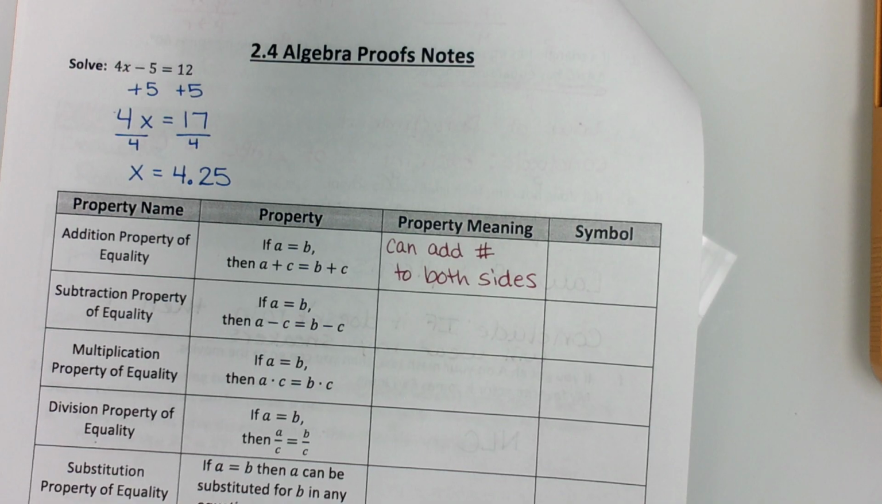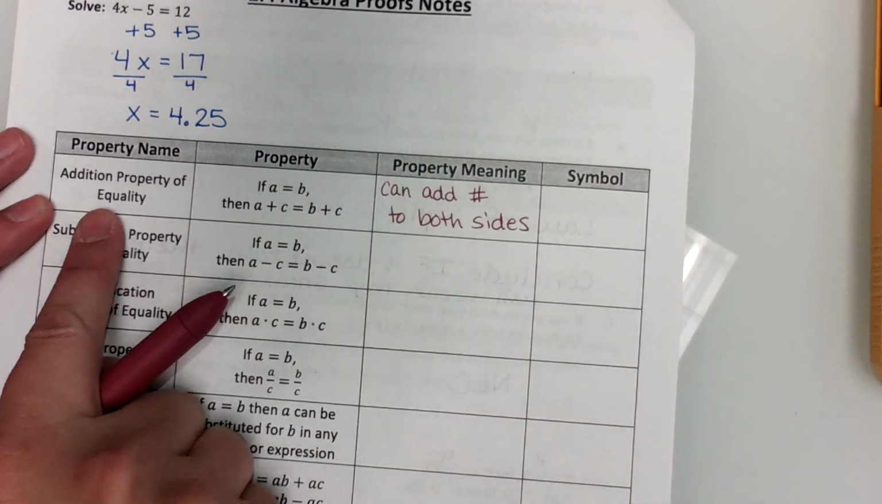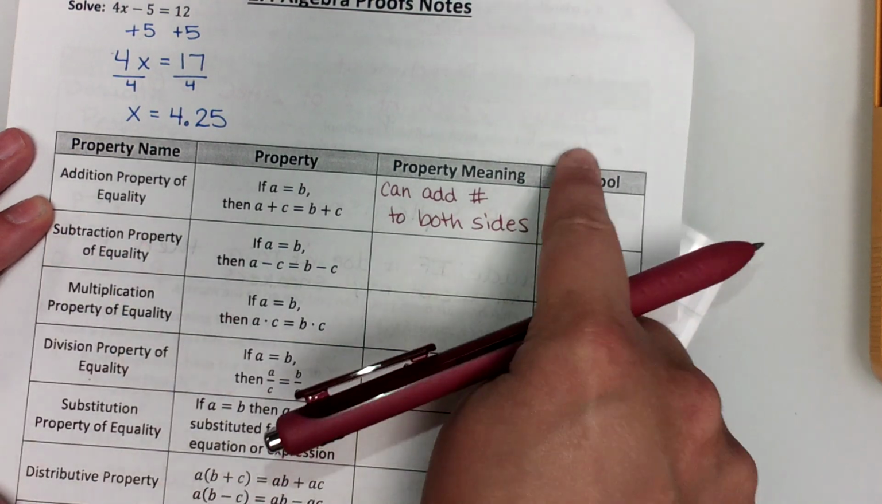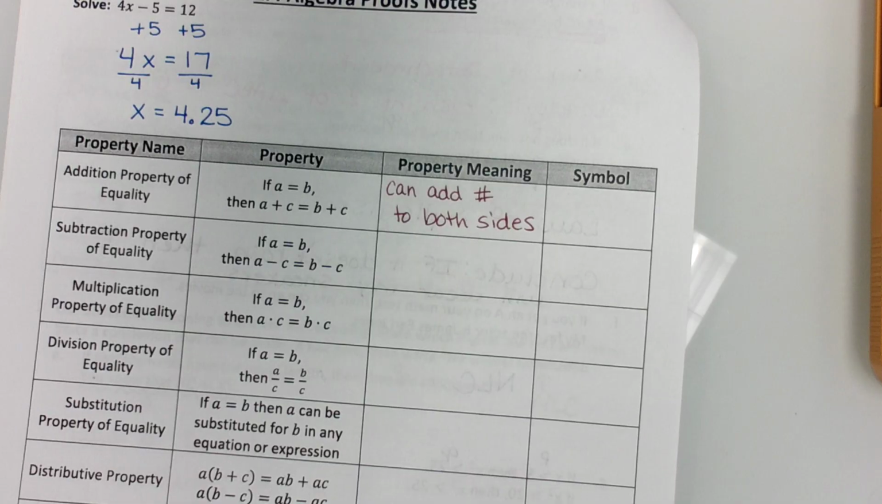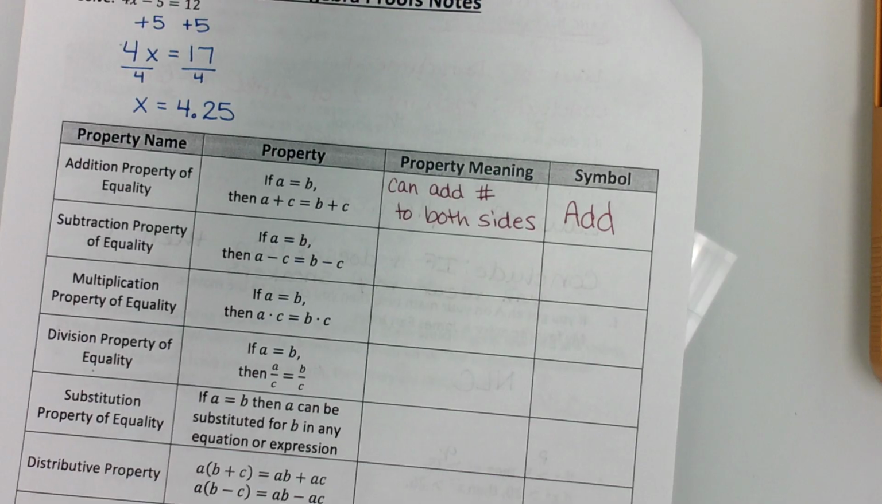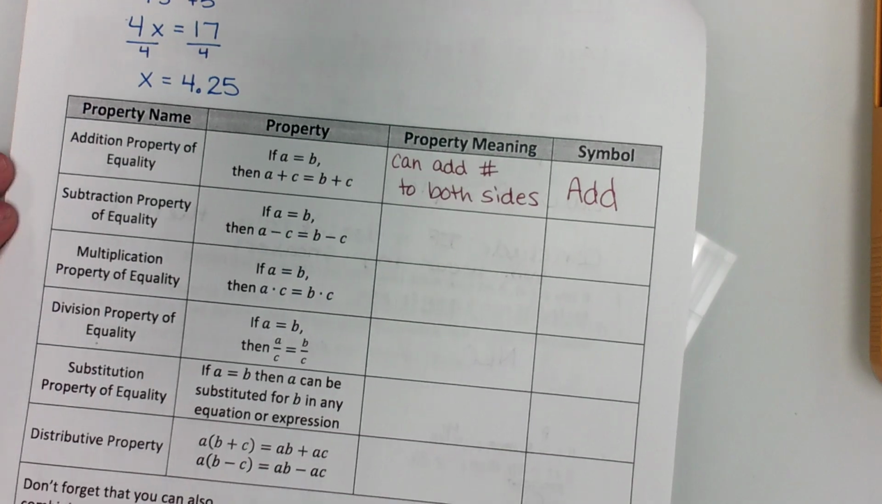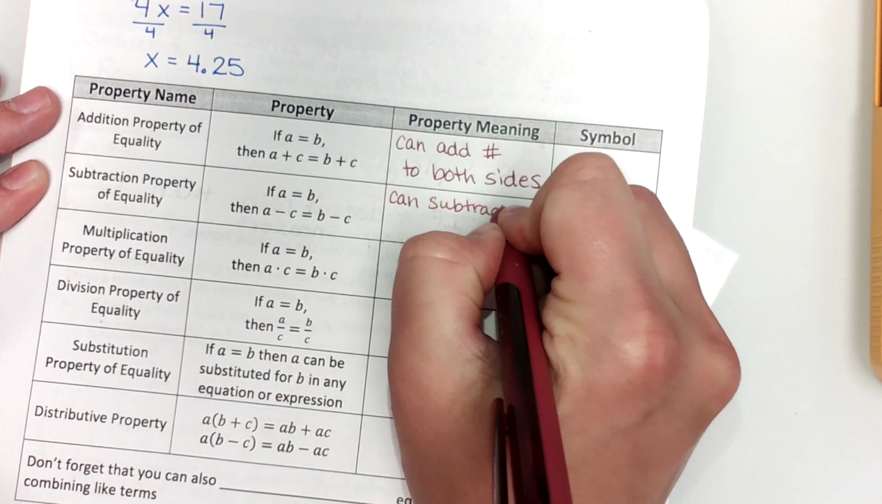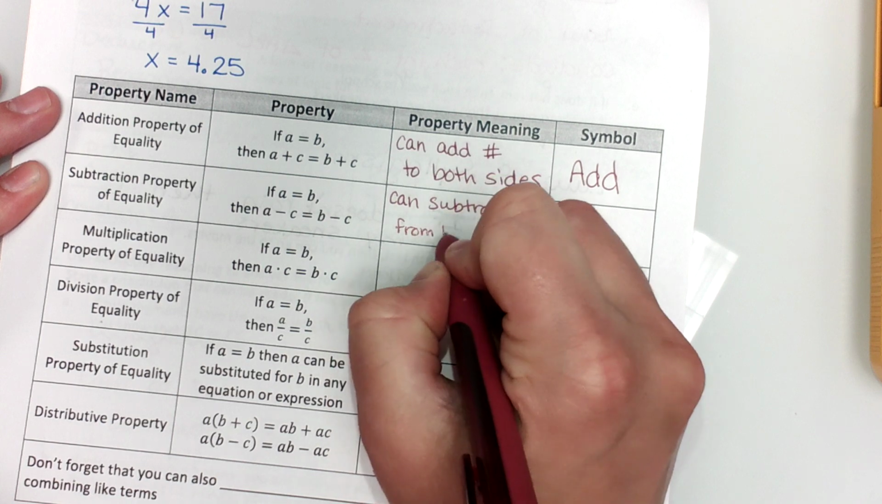Now, in a proof, we do the actual math on one side, and then on the other side of the proof, because it's two-sided, we say, this is my reasoning. Now, my reasoning would be addition property of equality, and that is not a short thing to write. So we have a way to shorten them all. I call it the symbol, because for some it is an actual symbol. And for addition property of equality, we just write add. Subtraction property of equality. Similar. Can subtract from both sides.